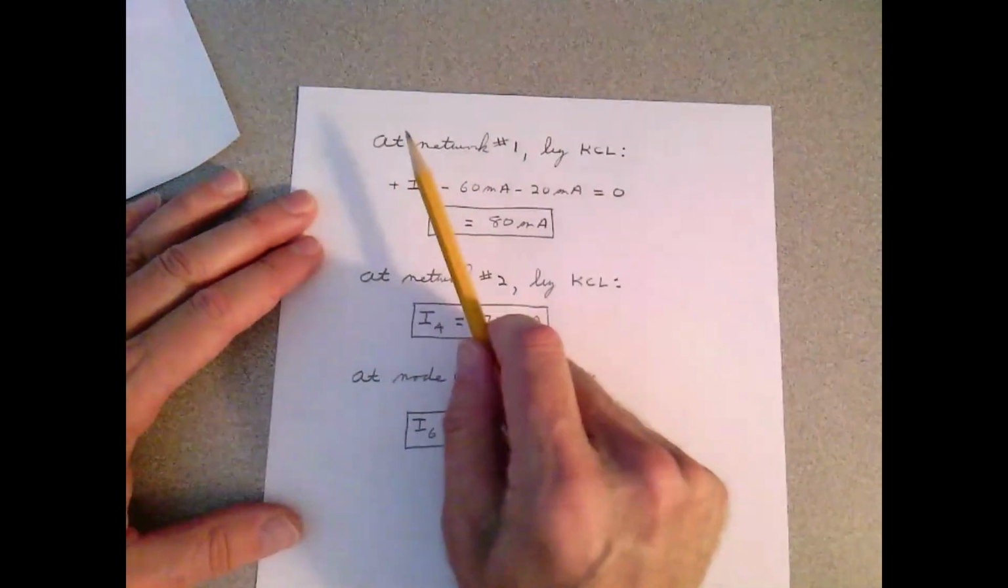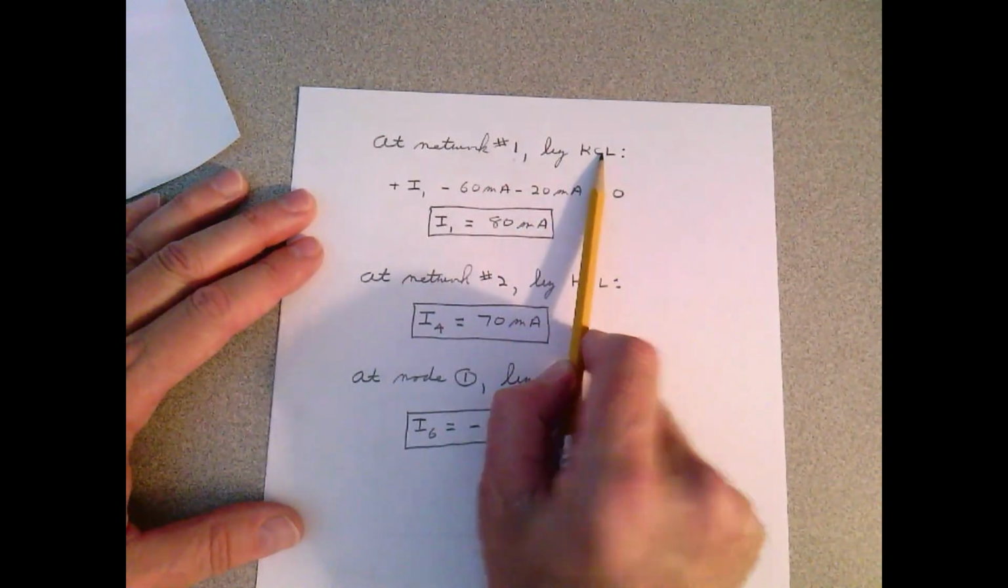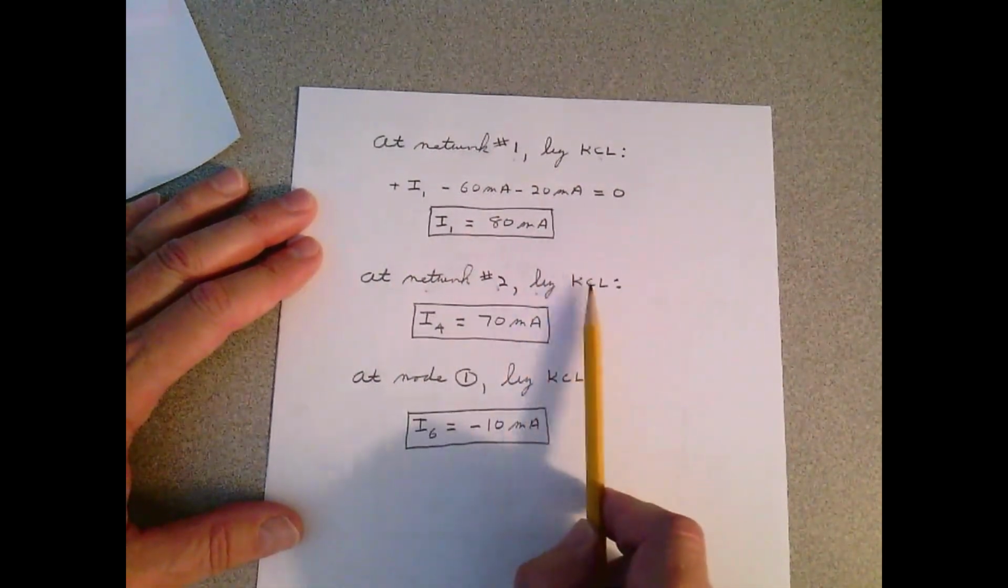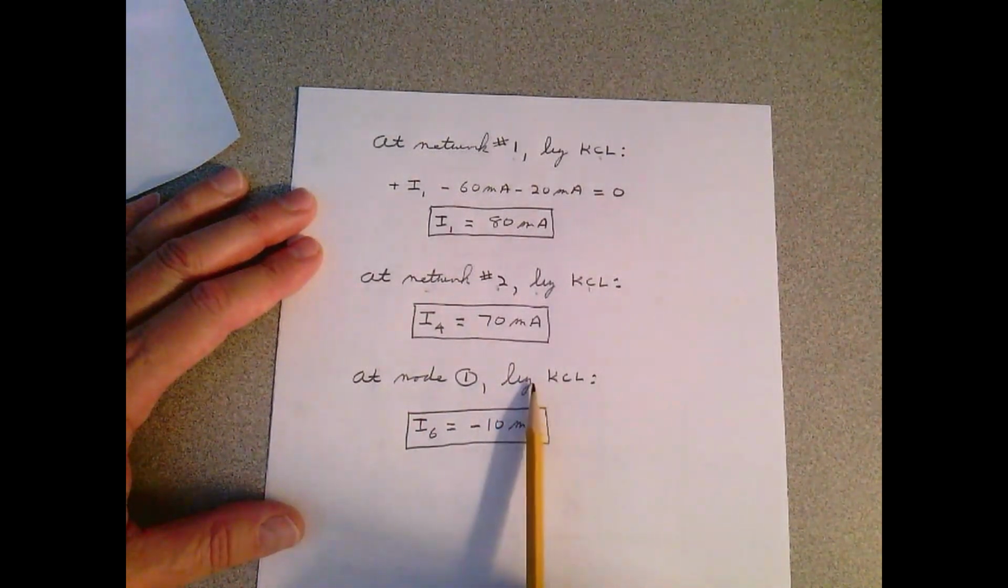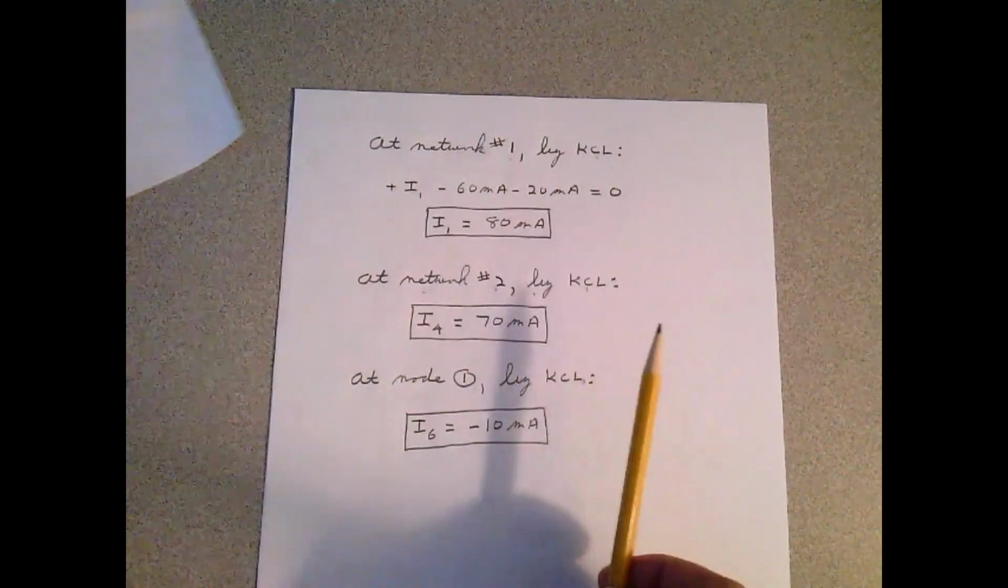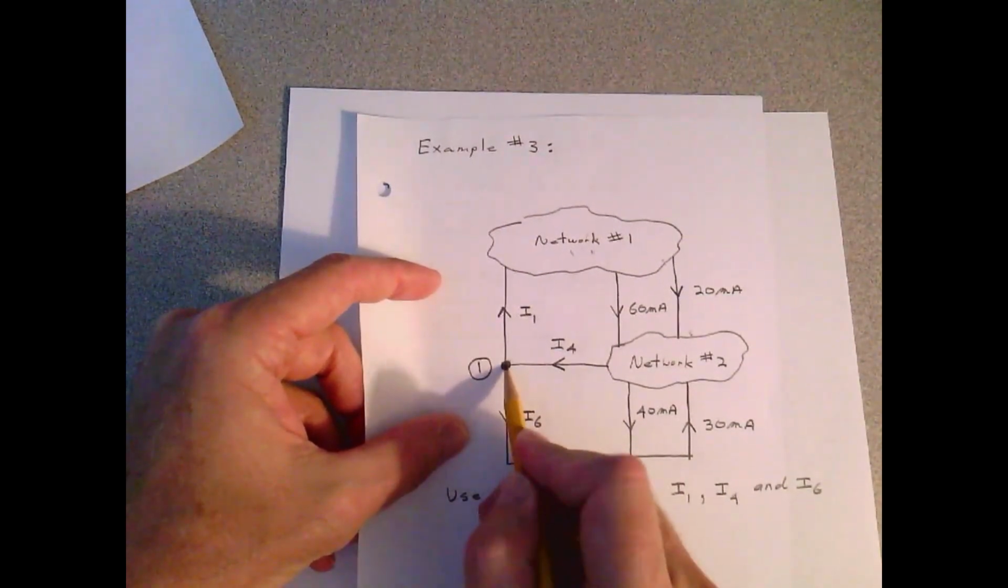Notice in each case, I said at network 1 by Kirchhoff's current law, at network 2 by Kirchhoff's current law, at node 1 by Kirchhoff's current law, because this point here was a node. It wasn't a network in this example. I had a point.